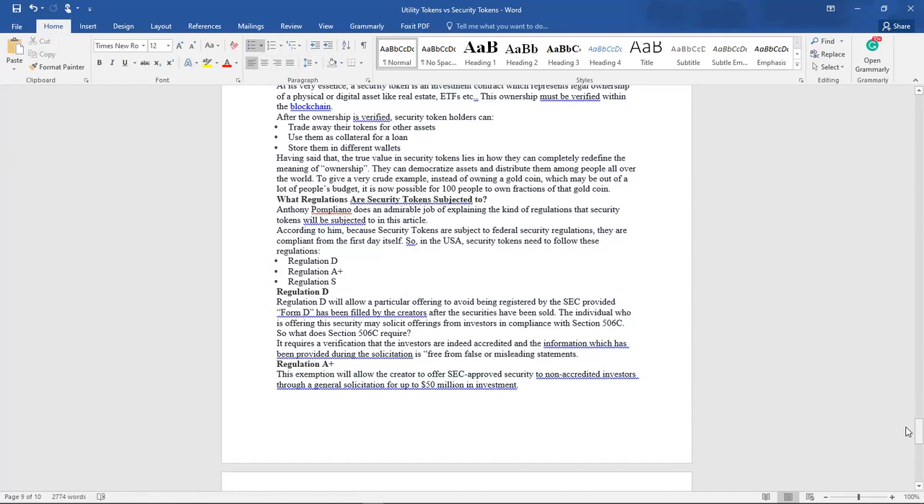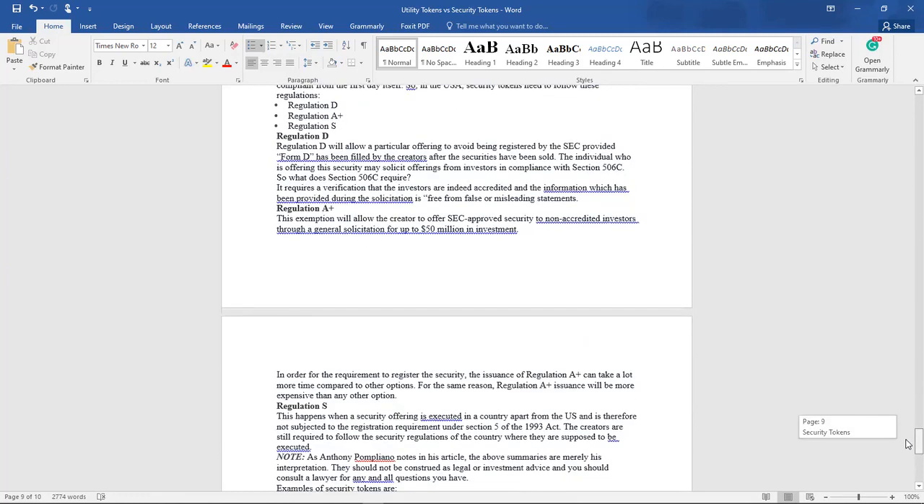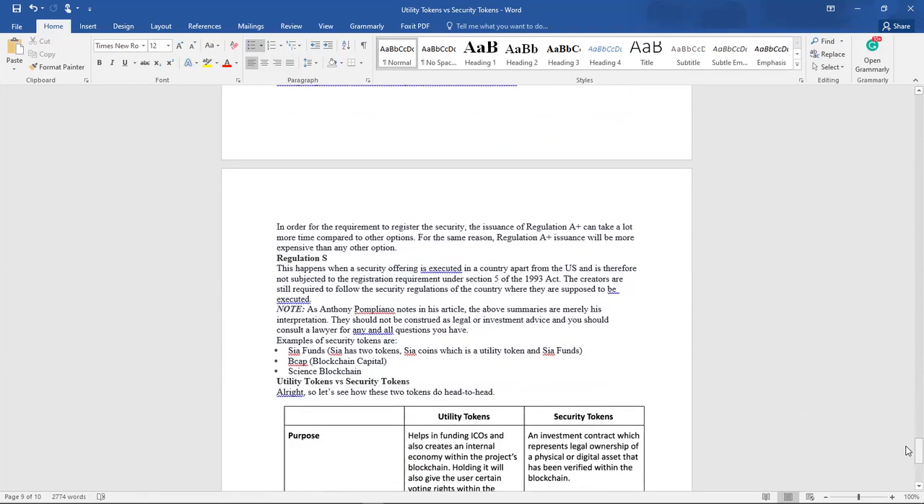So as you can see, security tokens are subjected to three types of regulation: Regulation D, Regulation A plus, and Regulation S. Just as a note, in Anthony's articles there are summaries and his interpretation, so you can learn more about these regulations.